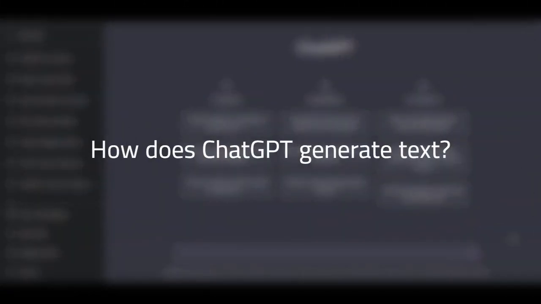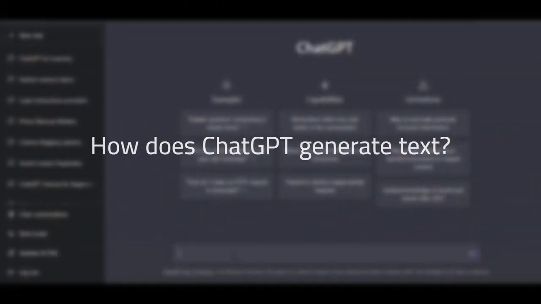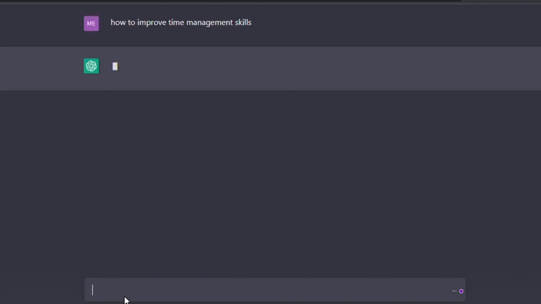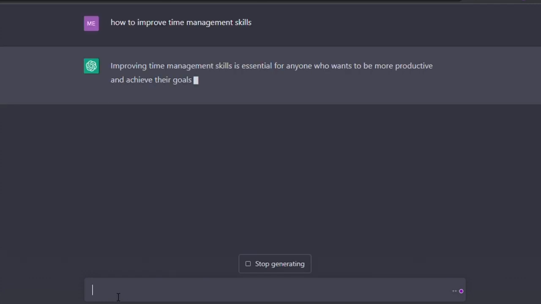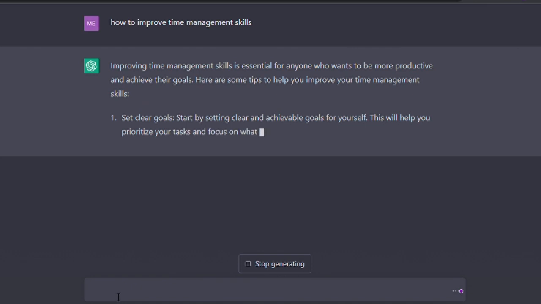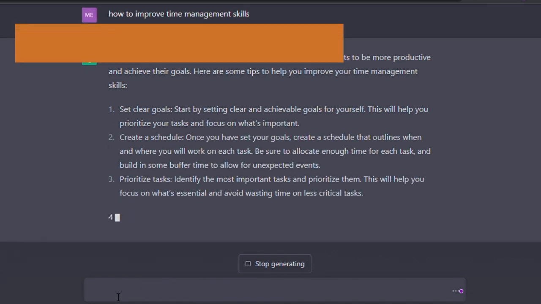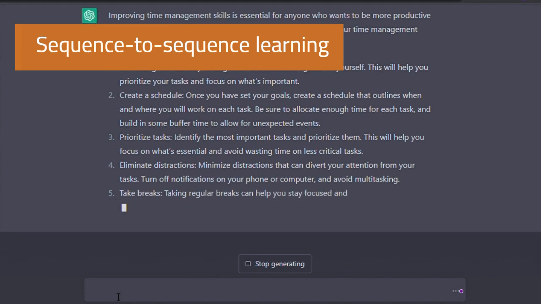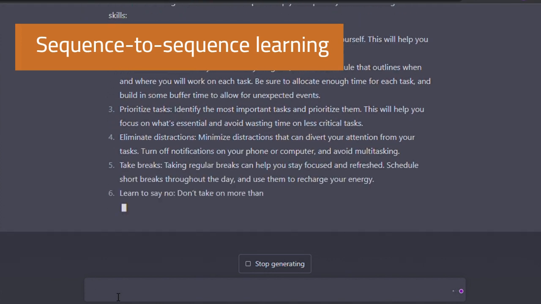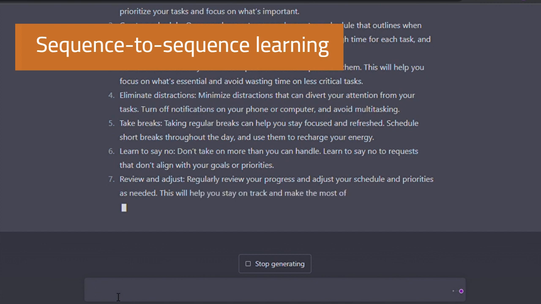So how does ChatGPT generate text? Well, it works by taking in some initial text input from a user and then using that input to generate a continuation of the text. This is done by using a process called sequence-to-sequence learning, where the model learns to predict the next sequence of words based on the previous sequence.